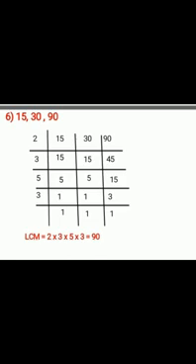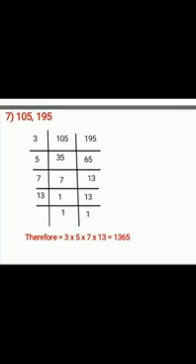So you will write 3 5s are 15, 3 5s are 15 and 3 15s are 45. Now 5, 5, 15 is divisible by 5. So you write 5 1s are 5, 5 1s are 5 and 5 3s are 15. Now left is 3. So 3 is divisible by 3. So you write 3 1s are 3. Therefore LCM of 15, 30 and 90 is 2 into 3 into 5 into 3, which is equal to 90.